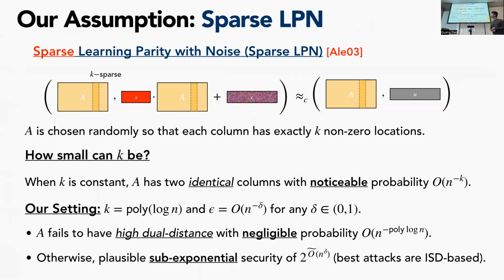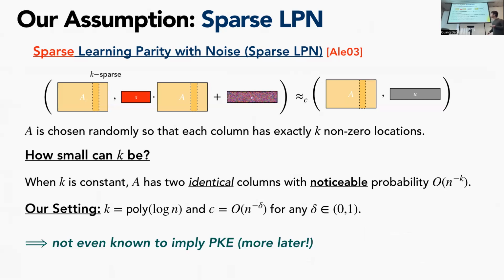So this is our assumption. It has had a long history of study, and we have shown that in this parameter regime that we need in our work, it is plausibly secure, and even post-quantum secure. And lastly, this parameter regime is somehow, yeah. I have a question. What is high dual distance? Yes, I should get to that.